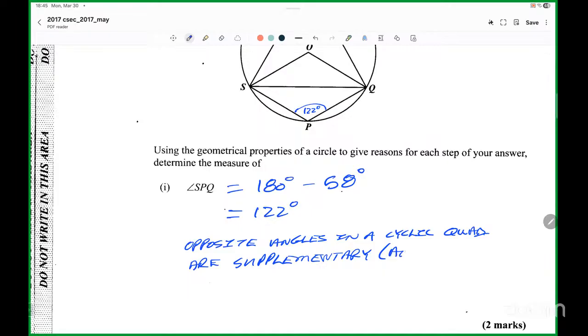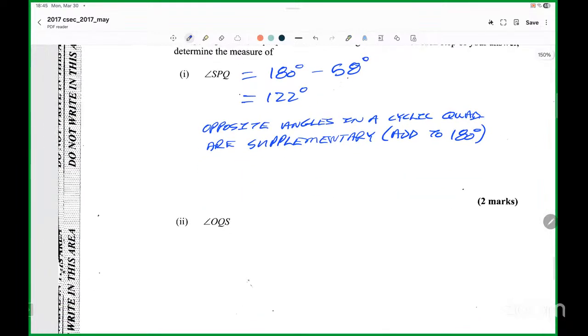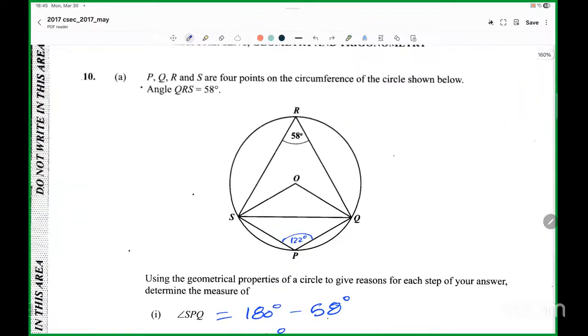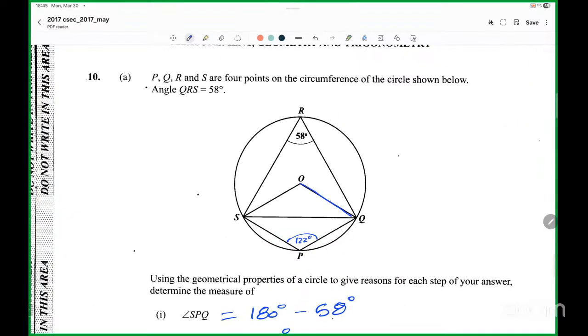Supplementary means that they add to 180 degrees. That's what supplementary means. All right, next question. Angle OQS. That's right here. This angle one.